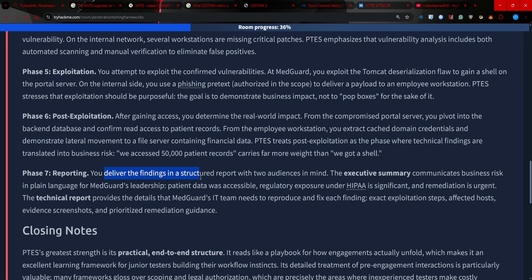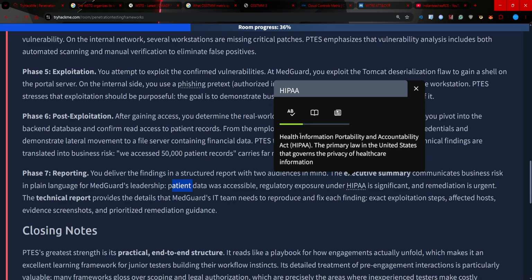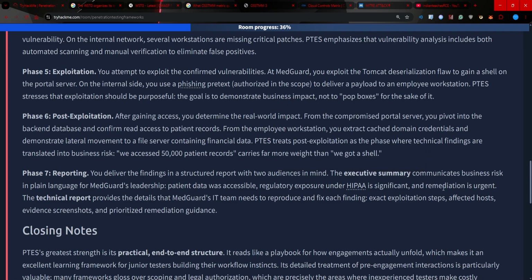Phase 7, reporting. You deliver the findings in a structured report with two audiences in mind. The executive summary communicates business risk in plain language for MedGuard's leadership. Patient data was accessible. Regulatory exposure under HIPAA, health information, is significant and remediation is urgent. The technical report provides the details MedGuard's IT team needs to reproduce and fix each finding: exact exploitation steps, affected host, evidence screenshots, and prioritized remediation guidance.